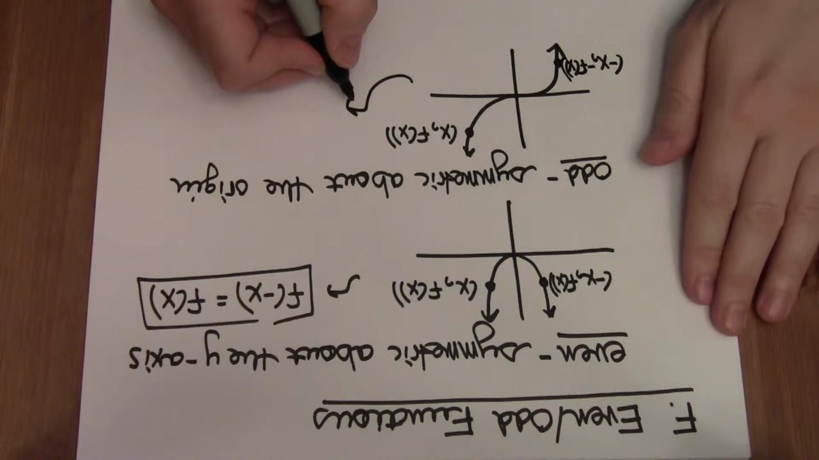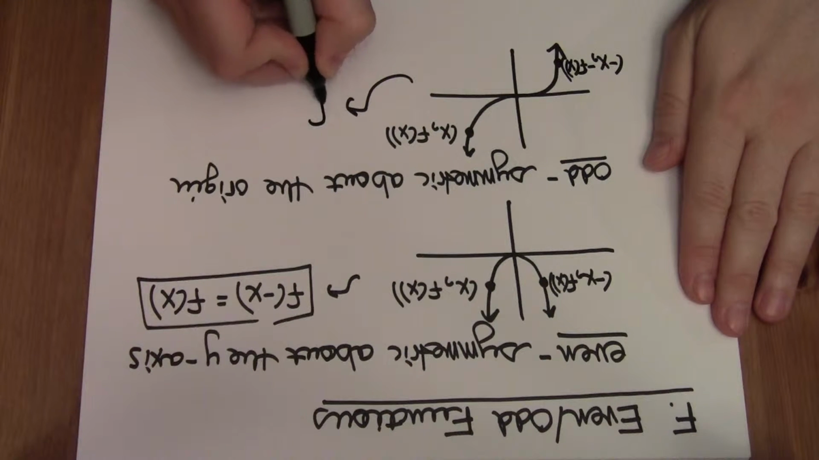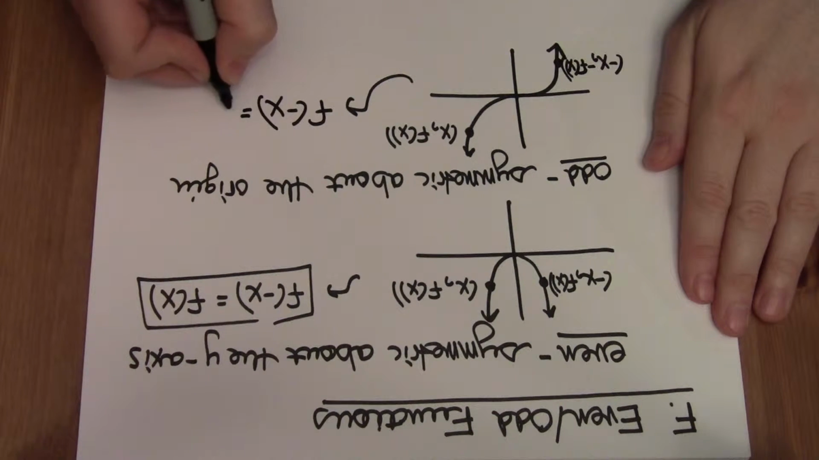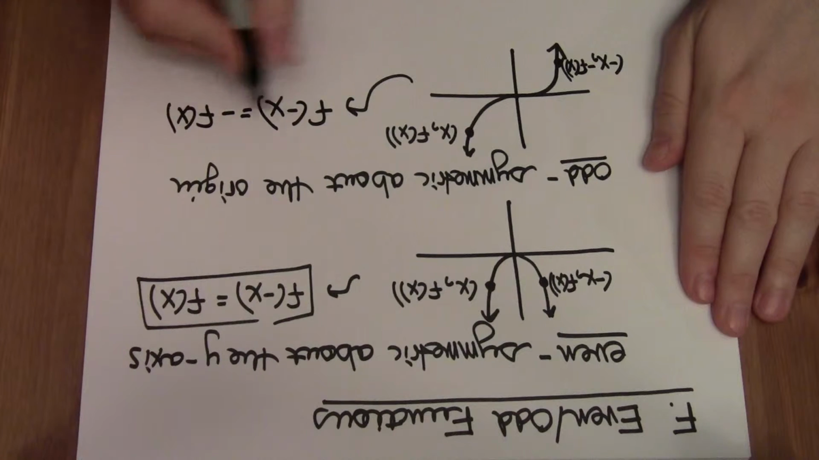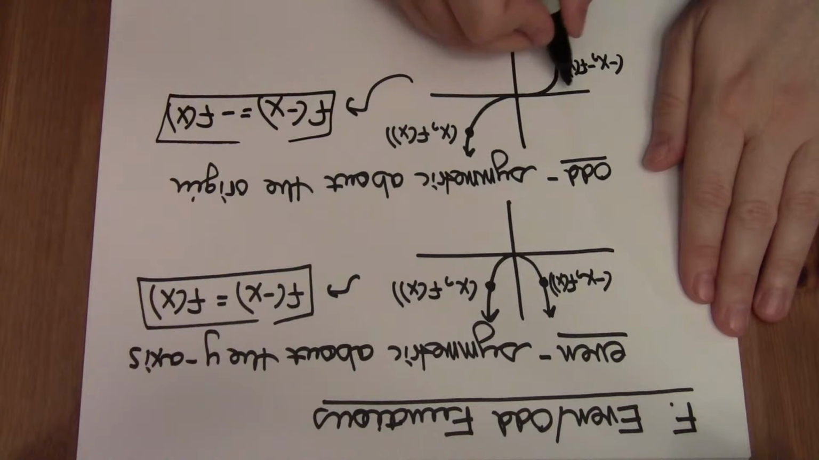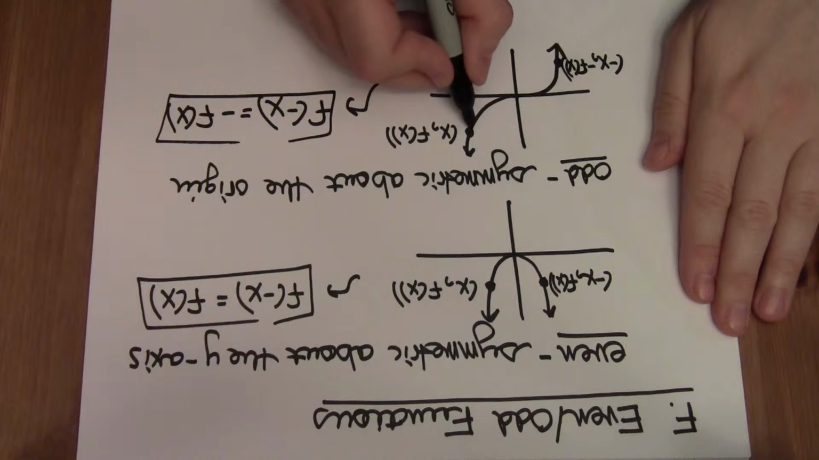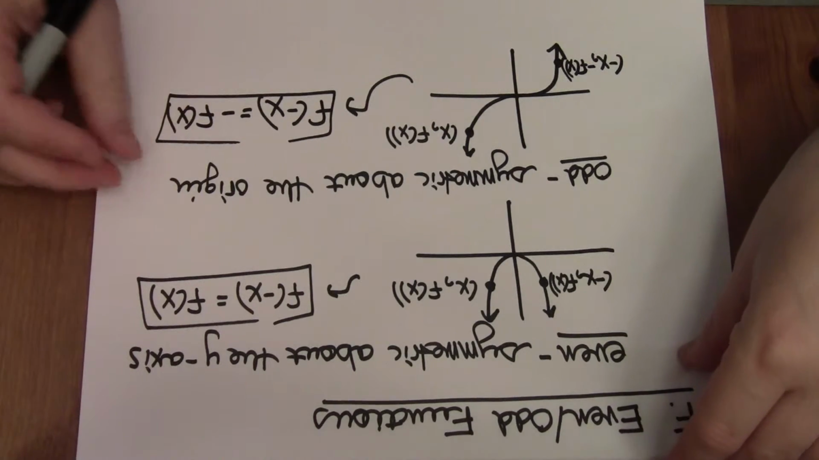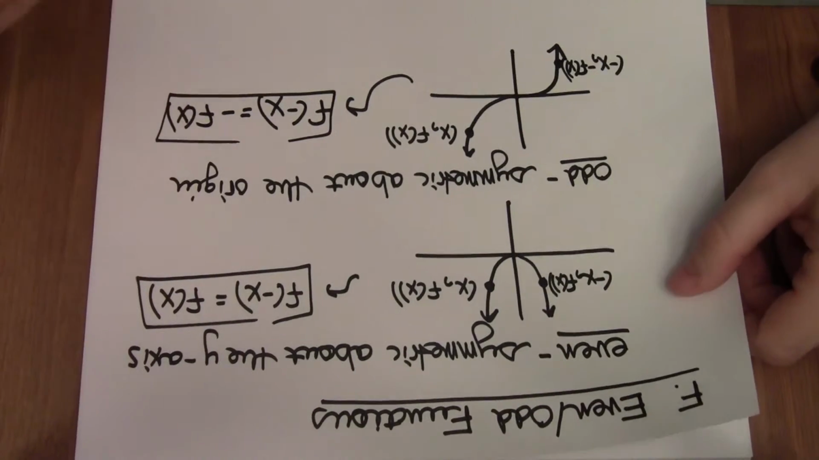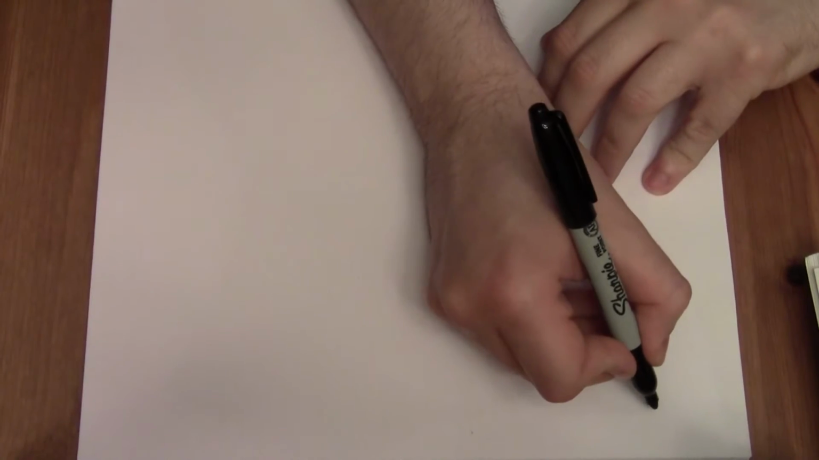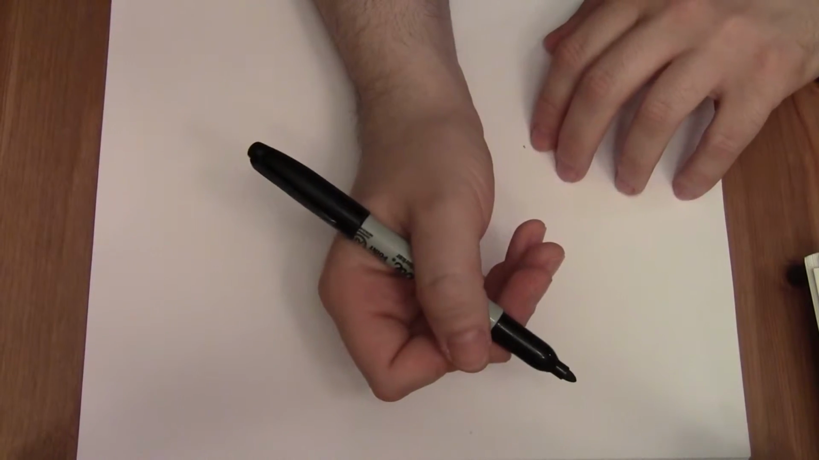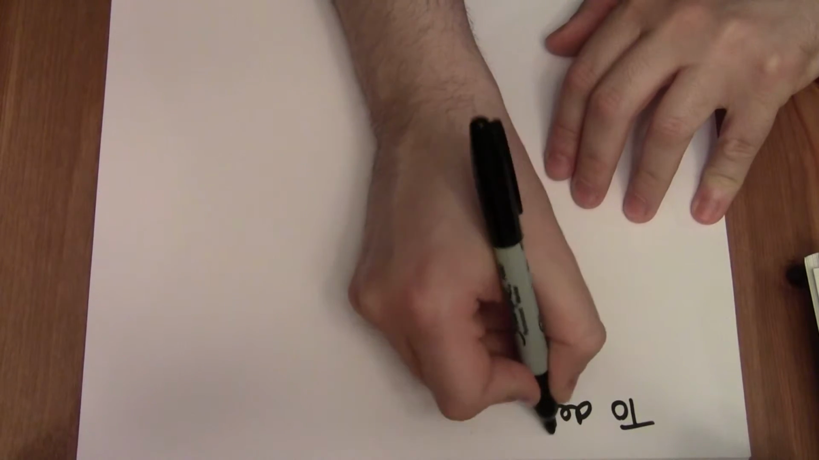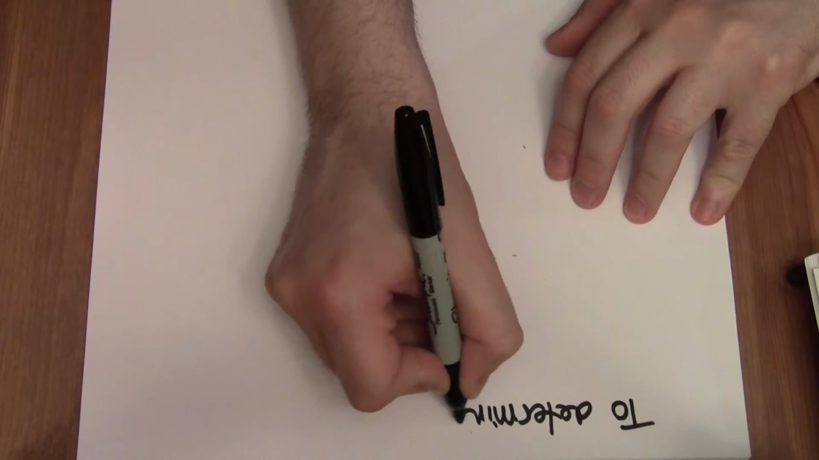My algebraic definition of a function being odd is f of negative x would equal negative f of x. If you plug negative x into your function, it will equal the negative of the y value you get when you plug regular x into your function. I can use these two algebraic definitions to test algebraically if some function you're given is even or odd. All we need to do to determine if something is even or odd is find f of negative x.